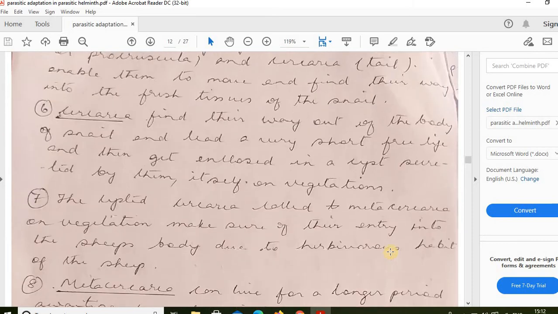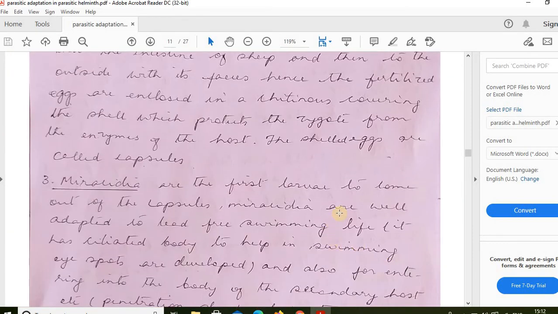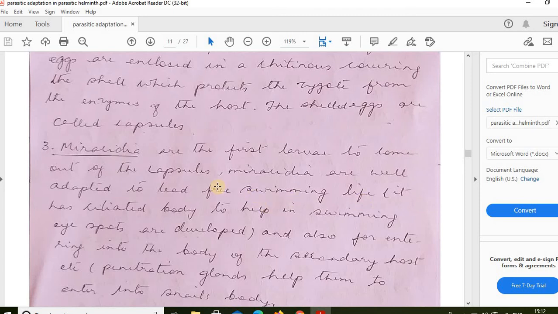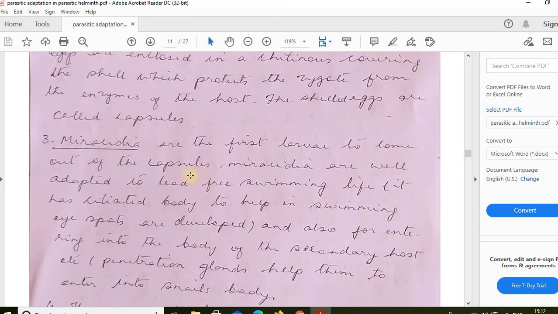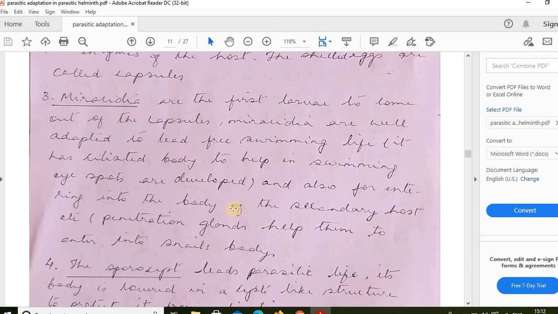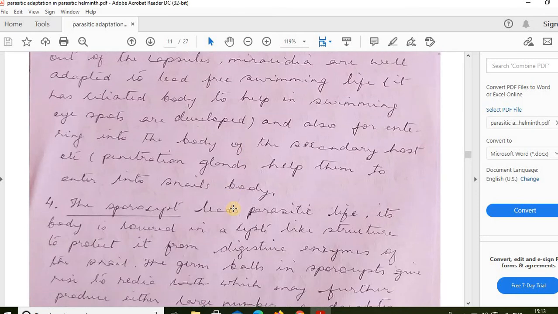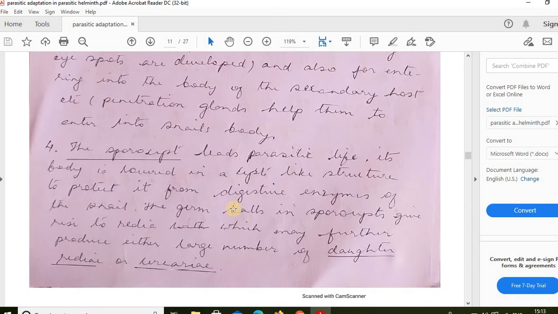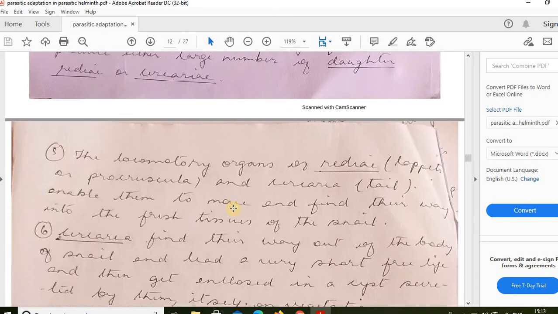So these miracidia, in a parasitic adaptation, are the first larva to come out of the egg capsule. Miracidia are well adapted to lead a free swimming life. This miracidia larva is adapted to a free-living life. It has a ciliated body, which helps in swimming. It has an eye spot, and also for entering into the body of the secondary host, a penetration gland helps them to enter into the snail body.